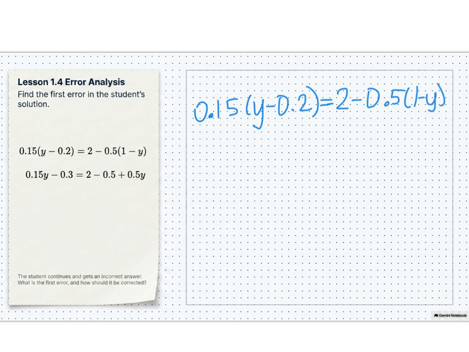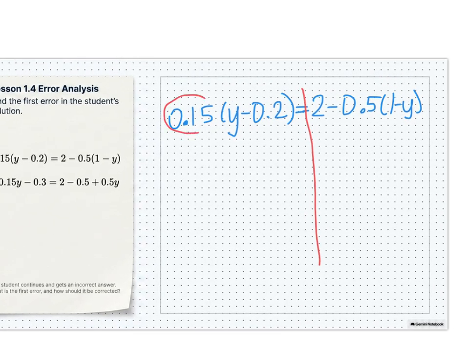Okay, so first off, since I have parentheses, I know that I have to distribute. So I have 0.15 that I need to multiply by the y and the negative 0.2. So that gives me 0.15y minus 0.03. And then on the other side, I have to distribute because I have parentheses.